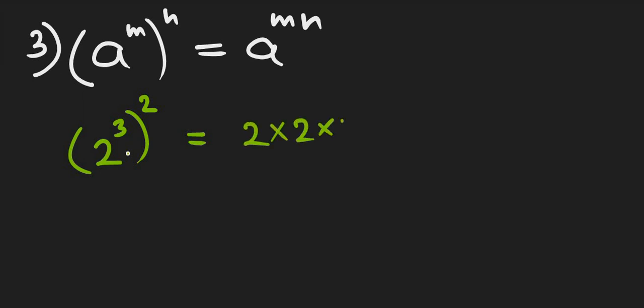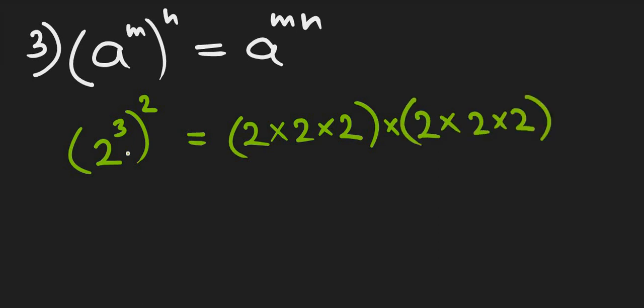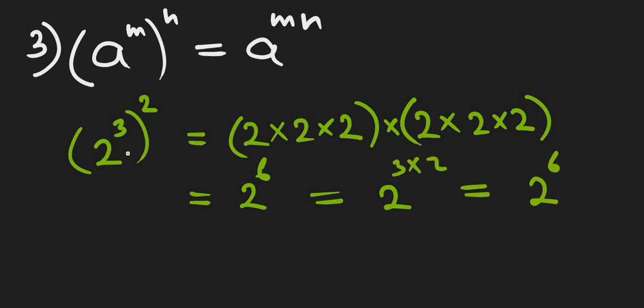Example: 2 to the power 3, whole thing to the power 2, can be written as 2 to the power 3 multiplied by 2 times. 2 to the power 3 is multiplied 2 times. Therefore, we get 2 to the power 6. As per our rule, 2 to the power 3 into 2 gives us 2 to the power 6.